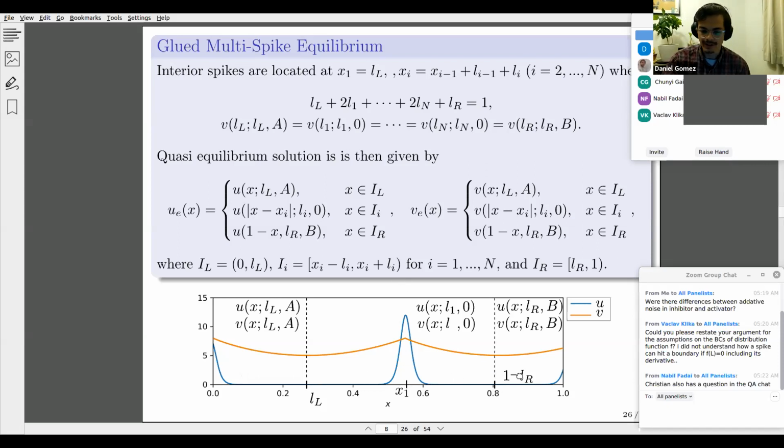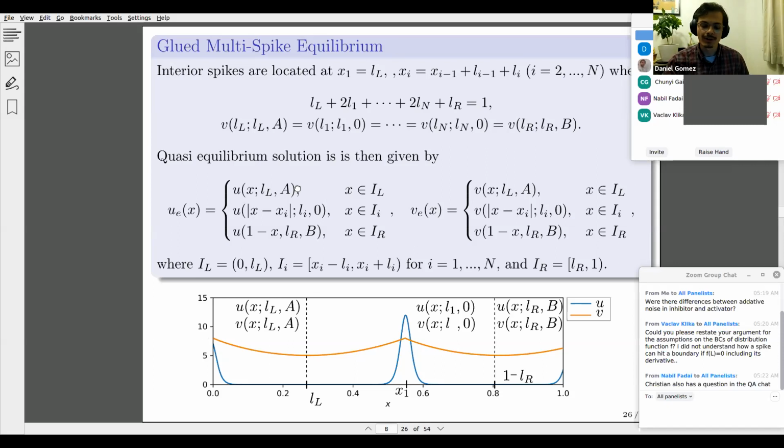And then on the right, there's another subinterval of length L_R, so that this point here corresponds to 1 minus L_R. Now we want these L values to be chosen so that they actually fill up the unit interval, and that gives us our first constraint on the variable lengths. The second constraint gives us a continuity condition, and this is coming from the fact that the inhibitor is actually non-zero everywhere. So you need to make sure that it aligns at the interface between each subinterval.